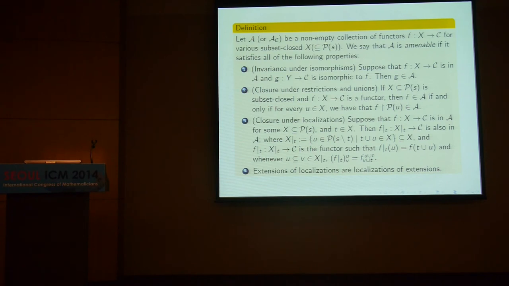Then this axiom says that this collection is closed under restrictions and unions. So it says, if X is the domain of this functor F, then F is a member if and only if the restriction of F to the power set of any element in X is also a member.